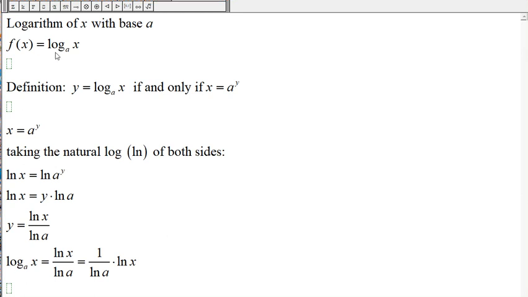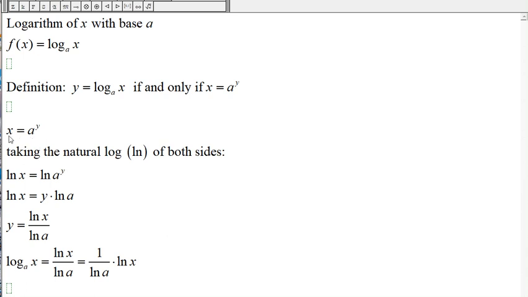Here we have a log function with base a, and we want to find the derivative of this function. The definition of the function y equal to log base a of x is, if and only if, x is equal to a to the y. This is the definition of the function log base a of x. We'll start with this equation, x equal to a to the y. A is just some real positive number.